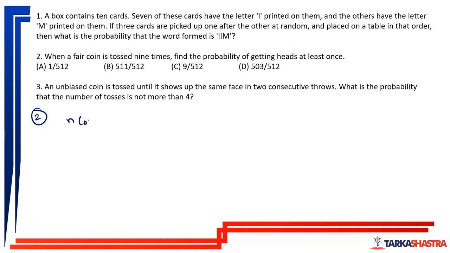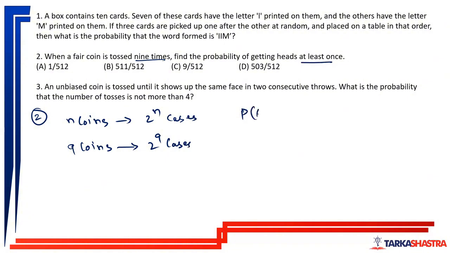When n coins are tossed, the number of cases is 2 raised to n. Proper explanation of this is given in that basic video, which you have to watch on YouTube. Now, a fair coin is tossed 9 times, so it is like tossing 9 coins. So the total number of cases will be 2 raised to 9. Find the probability of getting at least one heads.